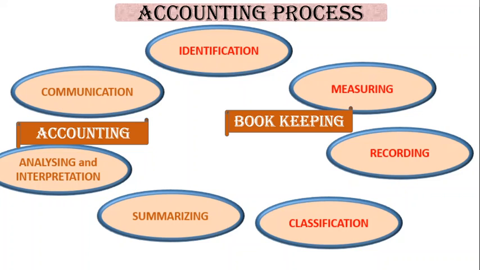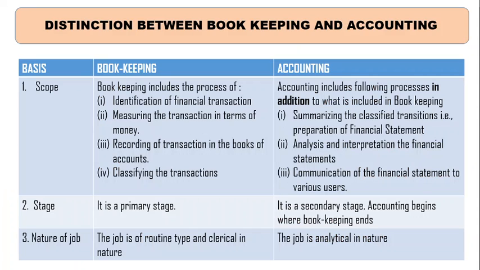So overall it's accounting. Accounting includes the bookkeeping. The first or primary stage is called bookkeeping, and along with this, accounting also includes the last three stages, which is basically the analytical stage, where the professionals are required to prepare the final accounts or to analyze them. Now we are going to understand the basic difference between bookkeeping and accounting. Let's proceed. Distinction between bookkeeping and accounting.